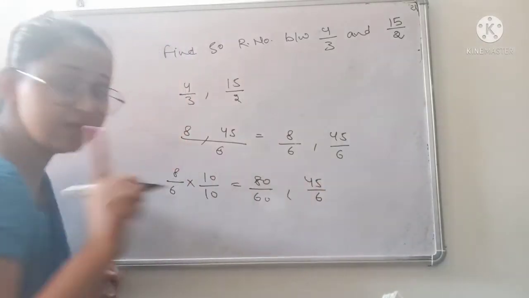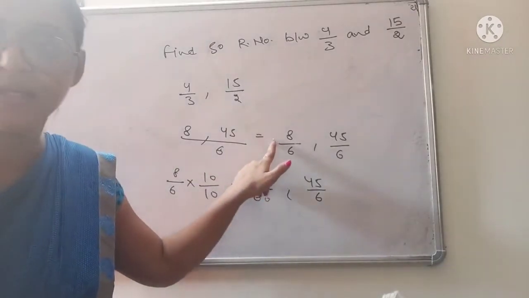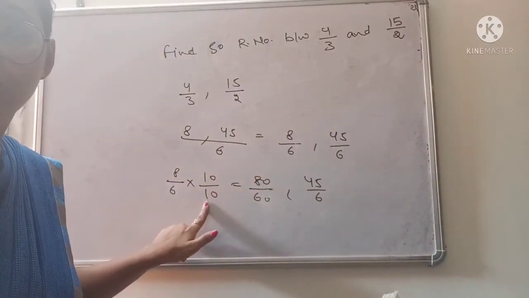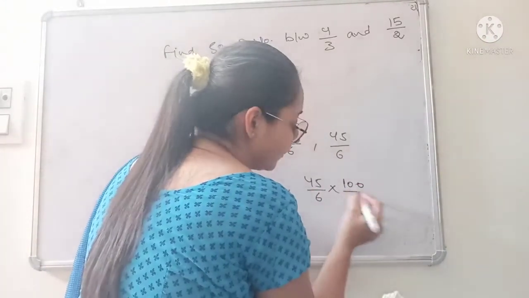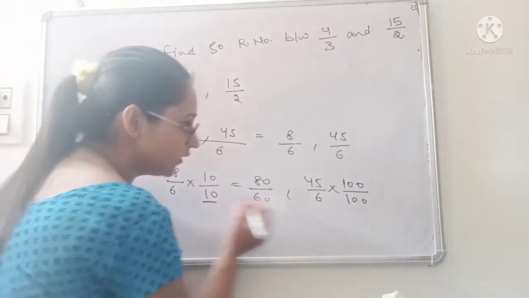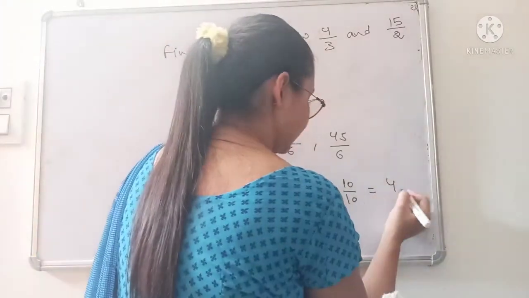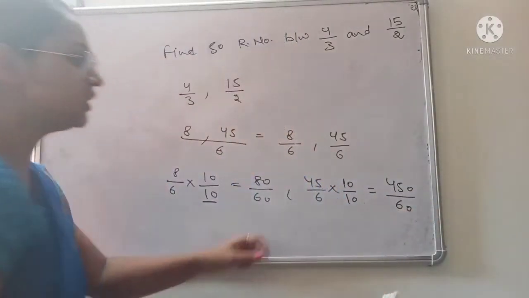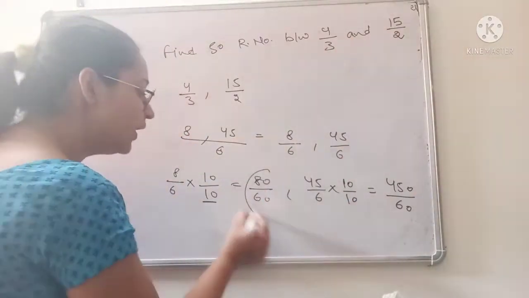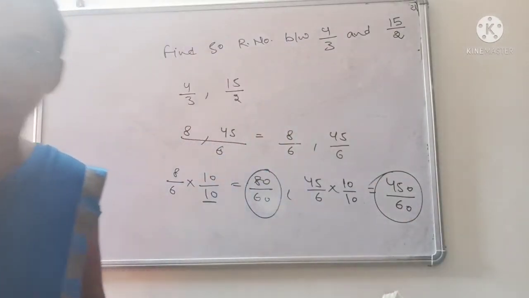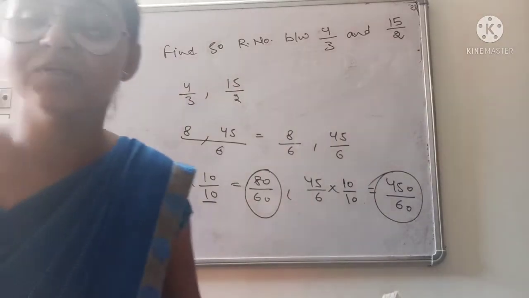And 45 upon 6. See very carefully, one important thing to note down here is, if you are multiplying and dividing by 10 on the first fraction, then you cannot multiply and divide by 100 on the other. If you are taking 10 here, then obviously you have to take 10 here. So it will be 450 upon 60. Now tell me about these two fractions. First it was this, then it was this, and now it is converted into 80 upon 60 and 450 upon 60. And yes, between 80 and 450 we can find 50 rational numbers very easily.